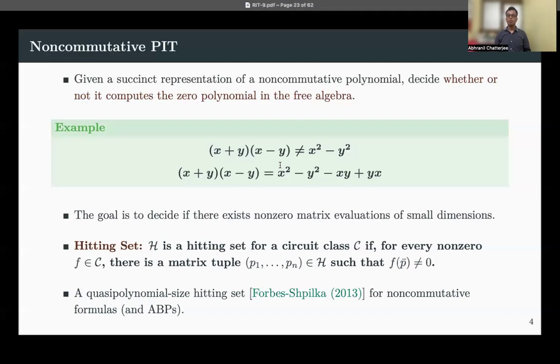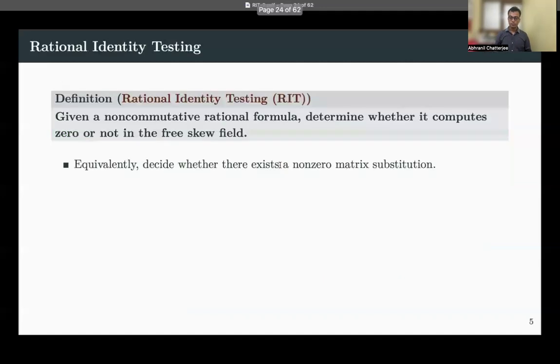Okay. Now we are ready to define the rational identity testing problem. Given a non-commutative rational formula, we want to decide if it computes the zero function in the free skew field. Recall that from the semantic definition of a rational function, what we want to test is: does there exist a non-zero matrix substitution for this non-commutative rational formula?